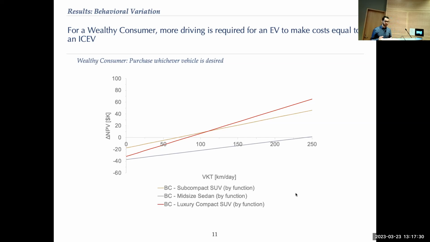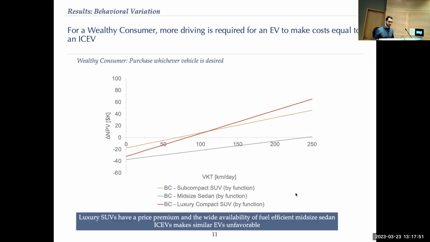Now, the reason for this is that we still see quite a bit of disparity in certain segments of the vehicle market. So not all EVs are created equal, basically. For the subcompact SUV, it's quite a bit closer to where Canadians across Canada are driving. Whereas for the mid-size sedan, which you would expect, being a smaller car, to be better, it's actually worse. And so basically what we're finding is that because of the availability of very fuel efficient gasoline mid-size sedans, it actually makes similar EVs unfavorable. So the key takeaway from that is basically that not all EVs are created equal.